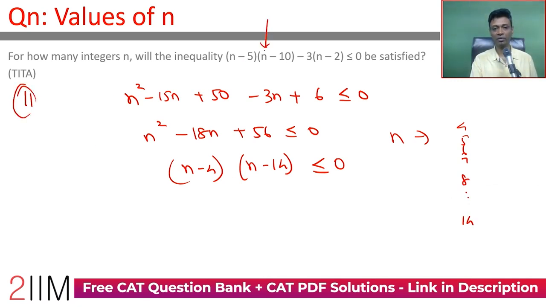Take this, simplify this, factorize it. There's a quadratic equation with 2 positive roots, and it should be less than or equal to 0. n should lie between the 2 positive roots, between 4 and 14. How many integers are there between 4 and 14, including 4 and 14, because there's a less than or equal to 0 sitting here.